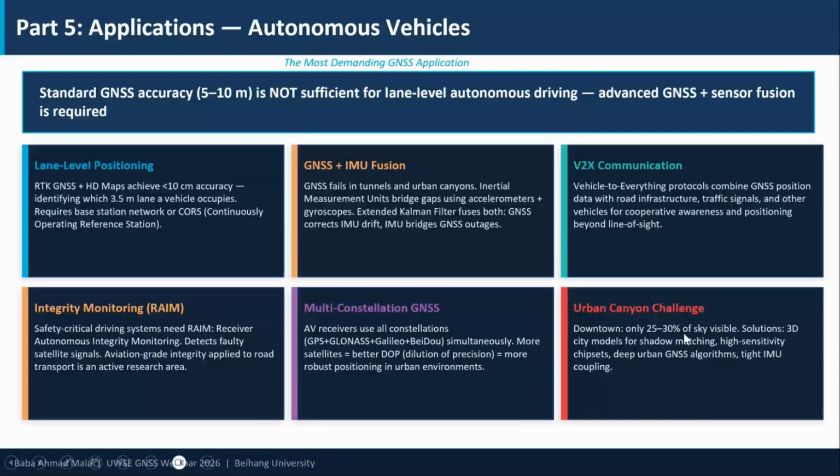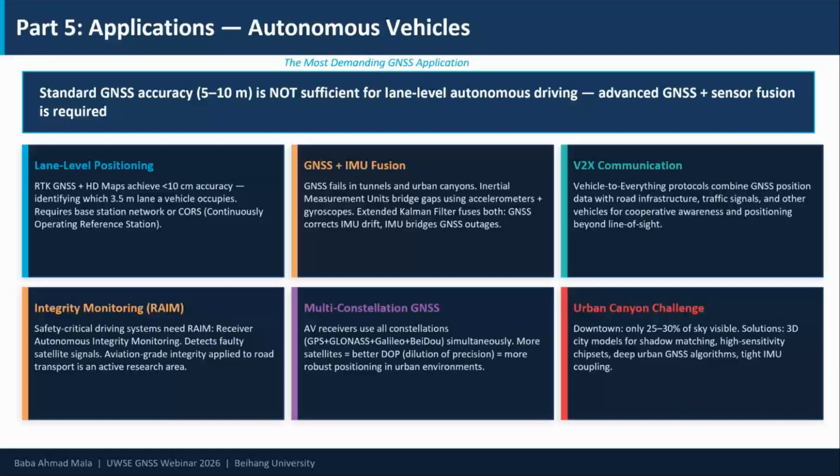One of its challenges is 25 to 30% of the sky visibility. It blocks the sky so that the receiver within the autonomous vehicle could not get correct navigation data to navigate within the city.